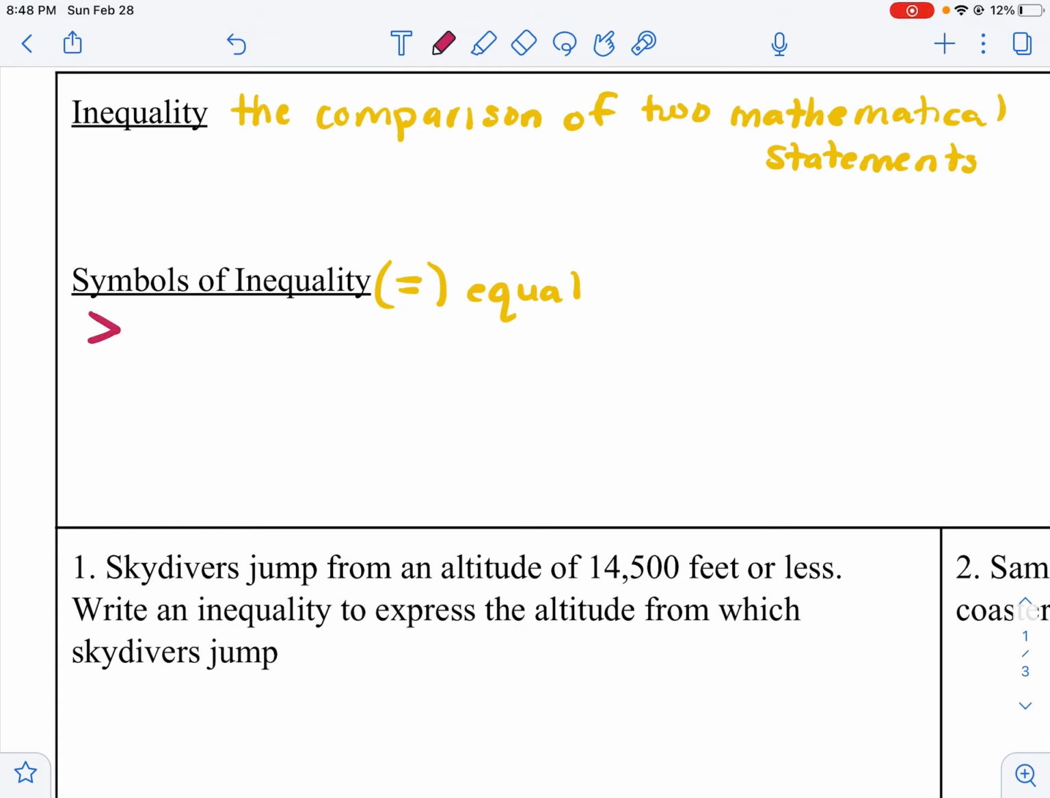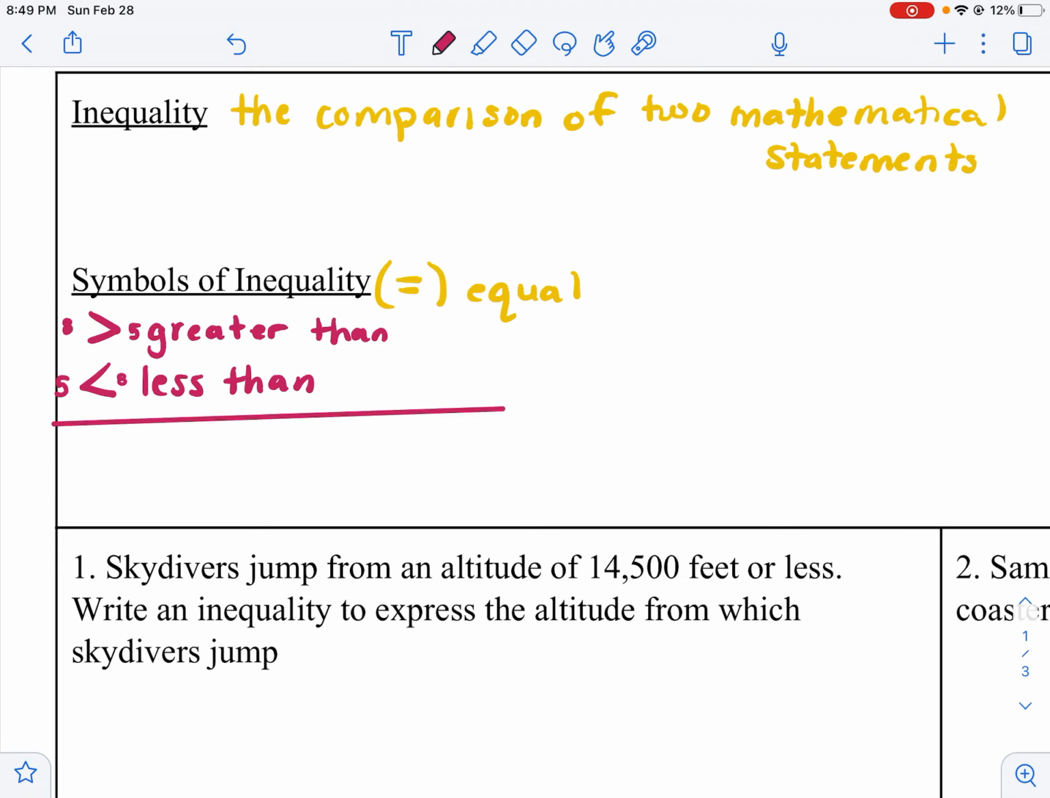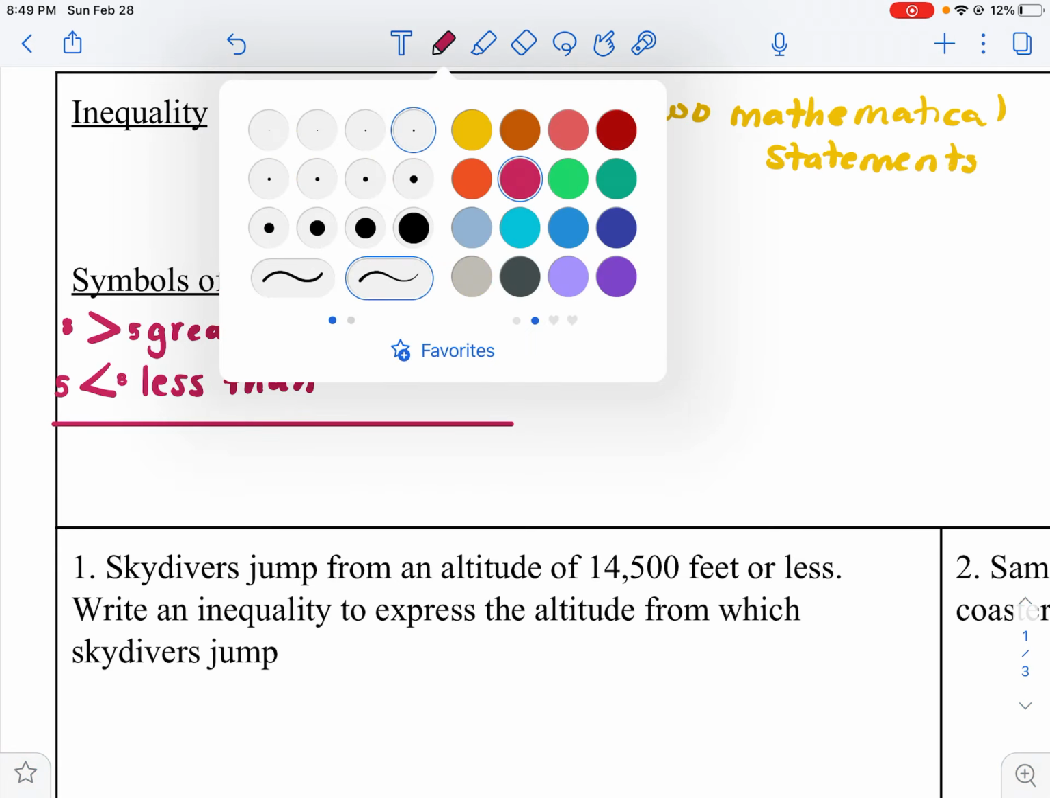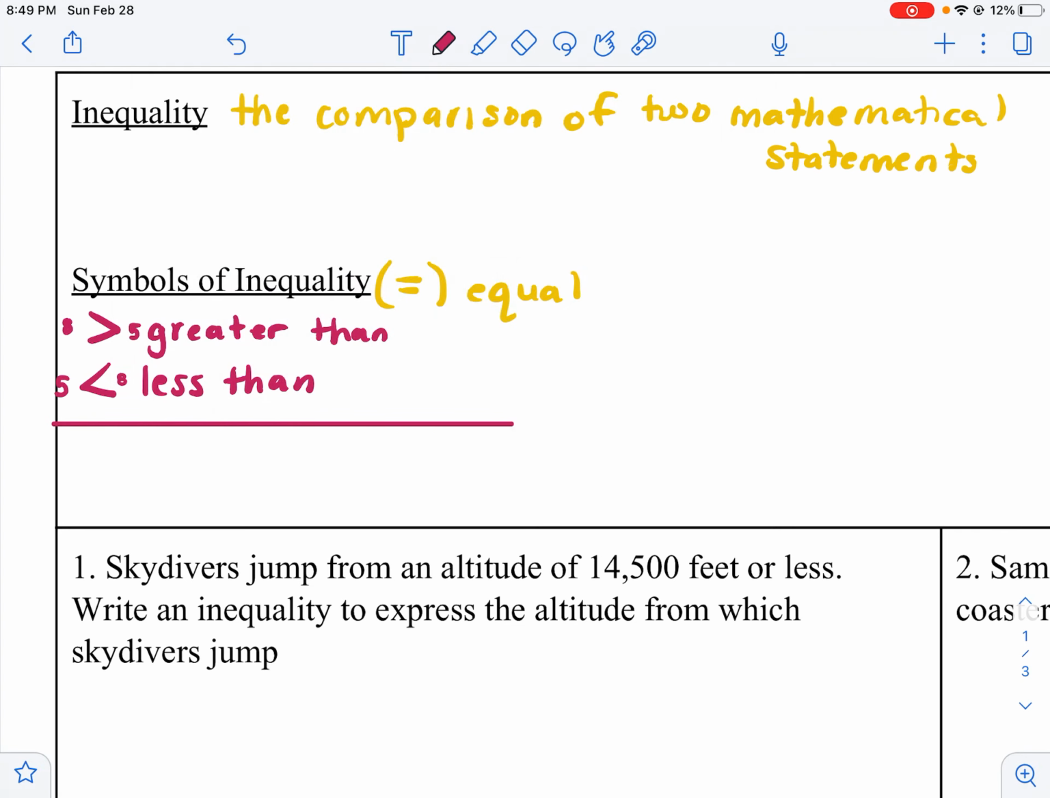So our first symbol is the greater than sign. And that would be like saying 8 is greater than 5. Then we would have a less than sign. And that would be like saying 5 is less than 8. These two we have probably seen before, but the next two we might not have seen before because it wouldn't be just comparing numbers. It would be having to compare it with a variable as well.